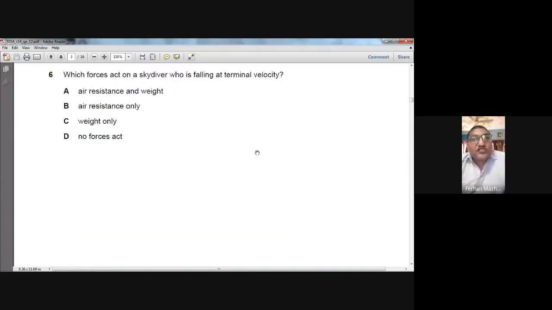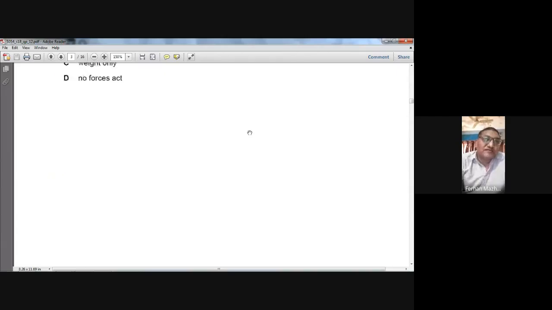Question number 6, which forces act on a skydiver who is falling at terminal velocity? When you are falling at terminal velocity, the downward force is your weight and the upward force is air resistance, and they are equal to each other, they balance each other out. Resultant force is 0. That's why the acceleration is 0, that's why the body falls at a constant speed, we call it terminal velocity. So when something is falling with a constant terminal velocity, it is subject to two forces, weight and air resistance. So for question number 6, A is the choice.